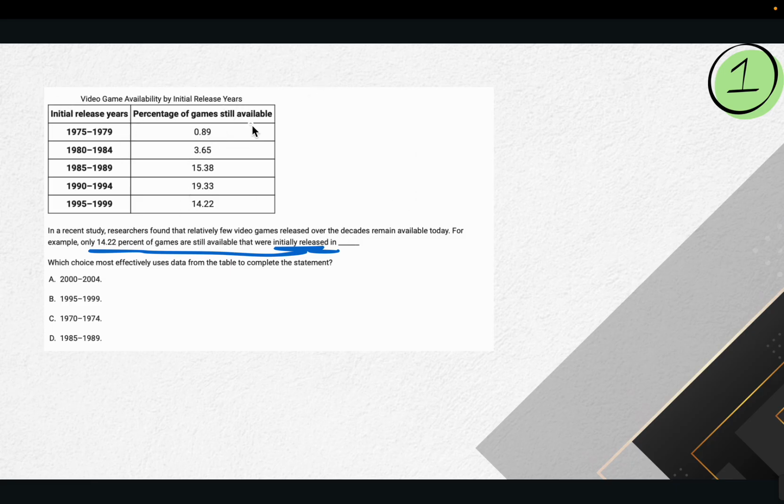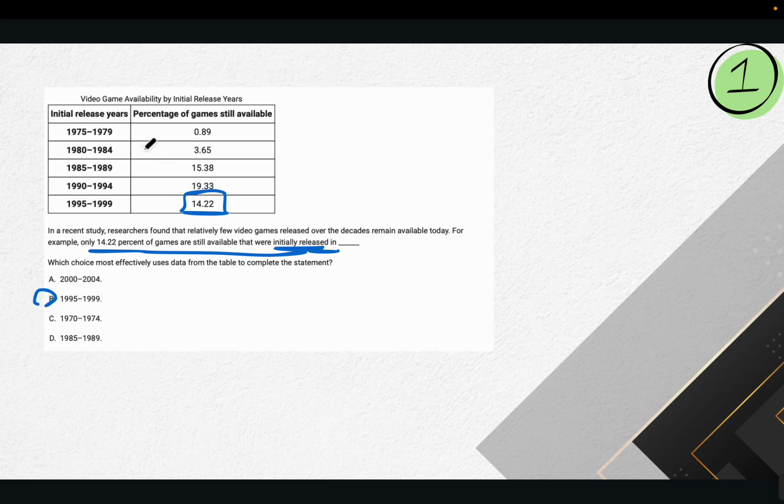We know that it's asking for the date. We just looked at the graph very fast when the question comes on the screen. So we see that there's years and the percent of games available. We look at the one with the percentage 14.22. 14.22 is 1995 to 1999, from the year 1995 to 1999. So we choose the answer choice B.